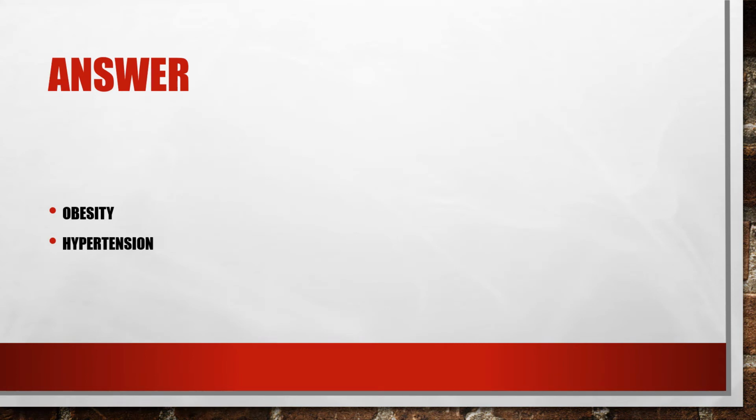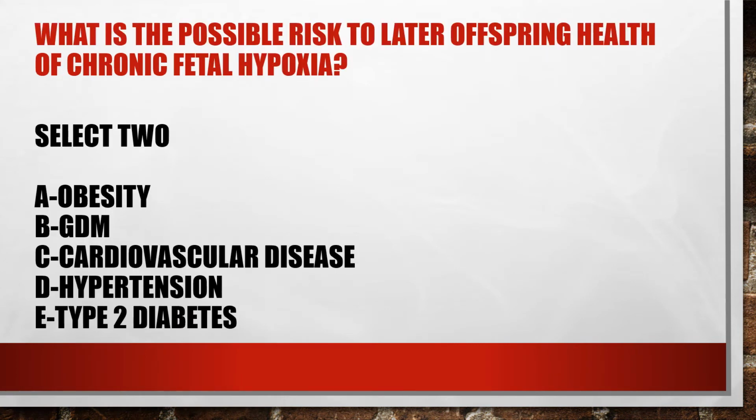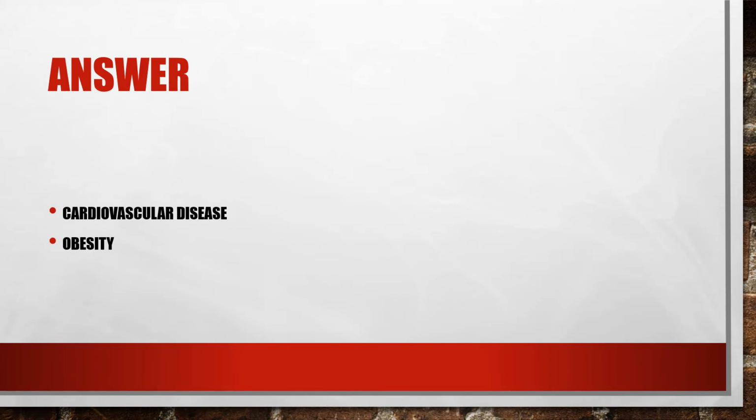Obesity and hypertension. What is the possible risk to later offspring health of chronic fetal hypoxia? Select two from the list below: obesity, GDM, cardiovascular disease, hypertension, or type 2 diabetes. Remember, you have to select two from this list. So, cardiovascular disease and obesity.